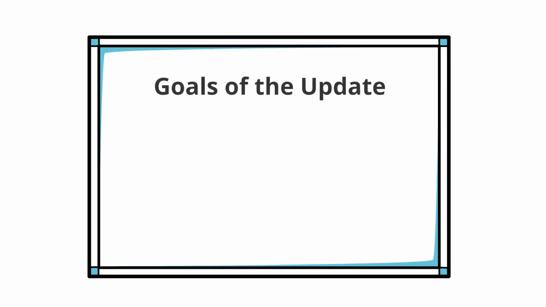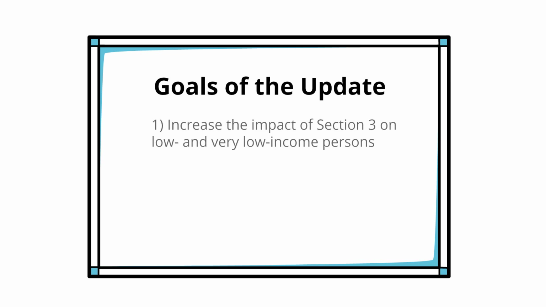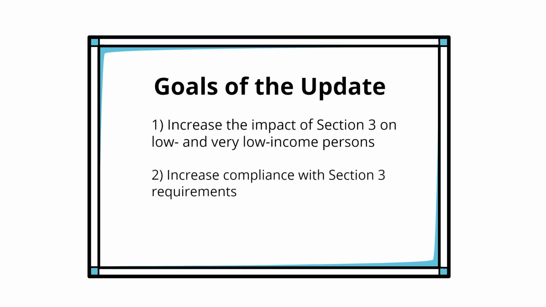Overall, with the update, HUD's goal is to 1. Increase the impact of Section 3 on low and very low income persons. 2. Increase compliance with Section 3 requirements. And 3. Reduce regulatory burden.